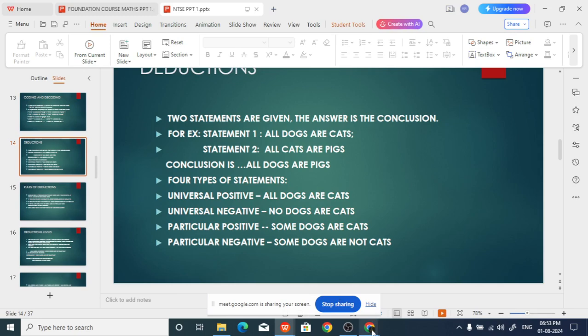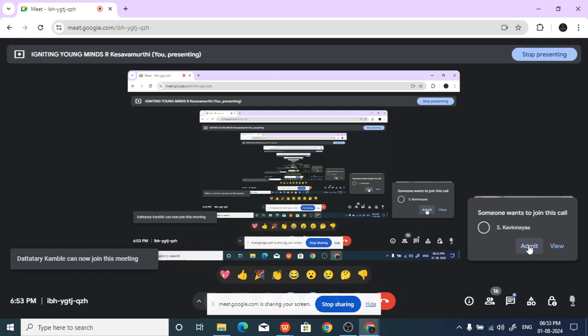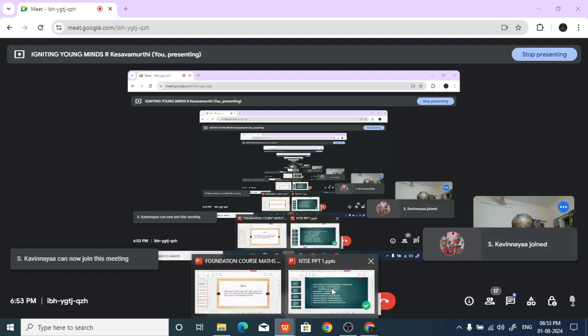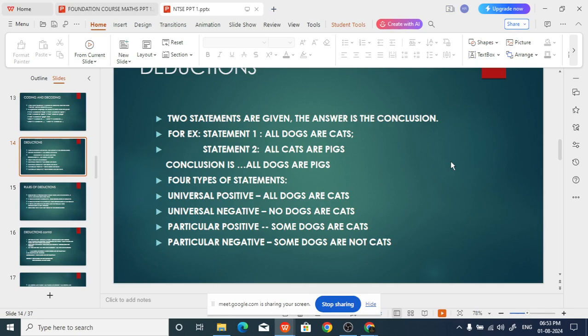Before we go to the rules, one minute. I think they are coming, so we will admit them. Kavinaya, you are familiar with deductions? Yes, sir. Then you should keep quiet in this class, but you listen, and when somebody cannot answer, you can answer. I think we have taken deductions for some other class, not in this foundation class.